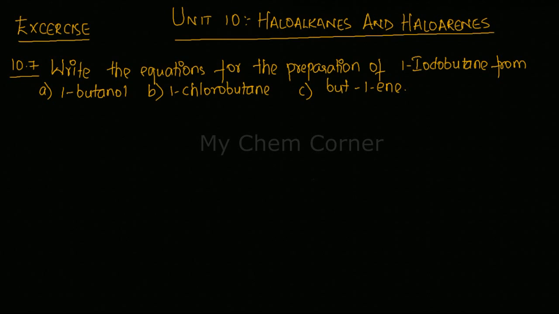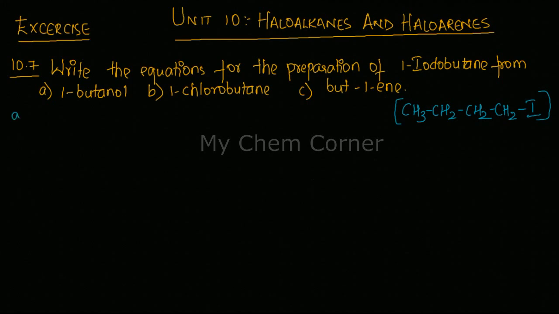So it says 1-iodobutane. The name clearly says it's a butane chain, which is a 4-carbon chain, and on the first position you have the iodo group. If I'm drawing the structure here, this is going to be my molecule. I have 4 carbons with an iodo here. So this is going to be the product for my compound. So let's try solving one by one here.